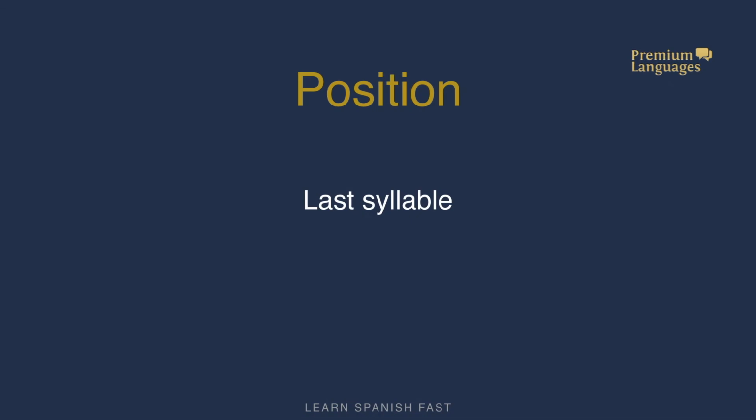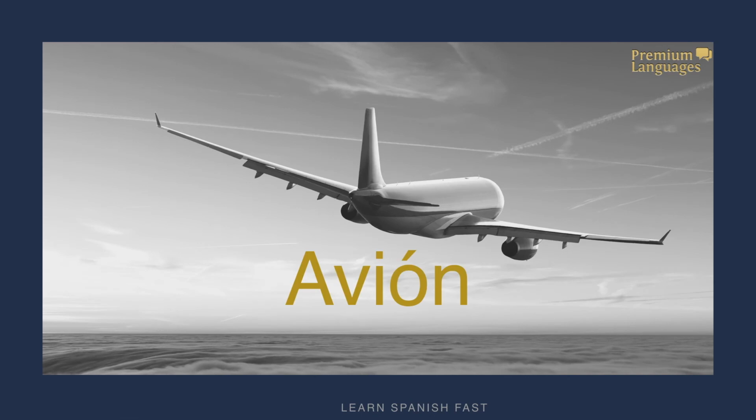Words can be broken down into syllables, and accents can be on top of the last syllable, the second to last syllable, or the third to last. Let's see some examples, and let's begin with the last syllable. Avión, a plane. Avión. Clearly, the accent here is on the last syllable, ón.